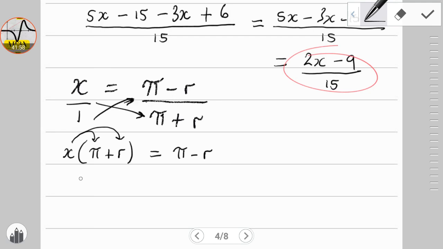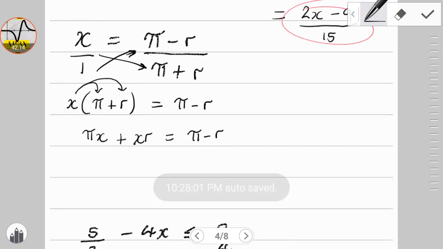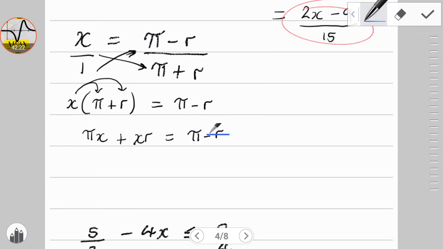So pi times x gives us pi x or x pi, whichever way you want to write it, and x times r gives us x r here. That's therefore equal to pi minus r. Now we have a single line equation. Remember that our focus is trying to get r as the subject. So of course, if we need r to be the subject of this equation, the aim is to get both r's on the same side.